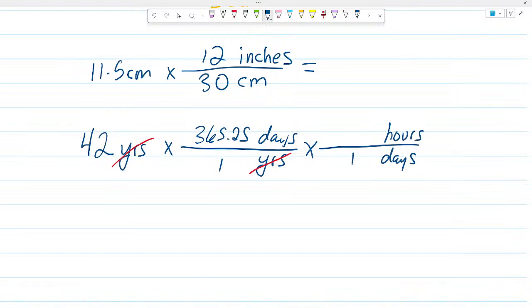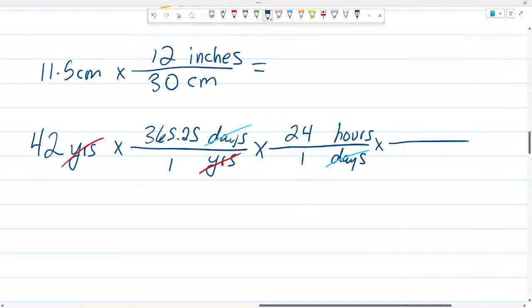How many hours are in a day? 24. What cancels now? Days. If I stopped calculating now, what would I know? How many hours old I am. But that's not what I want to know. So I can do it again.